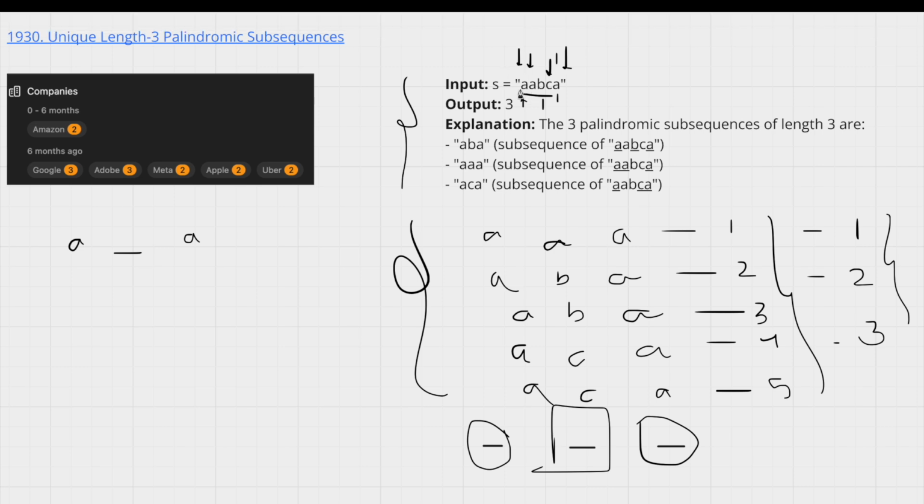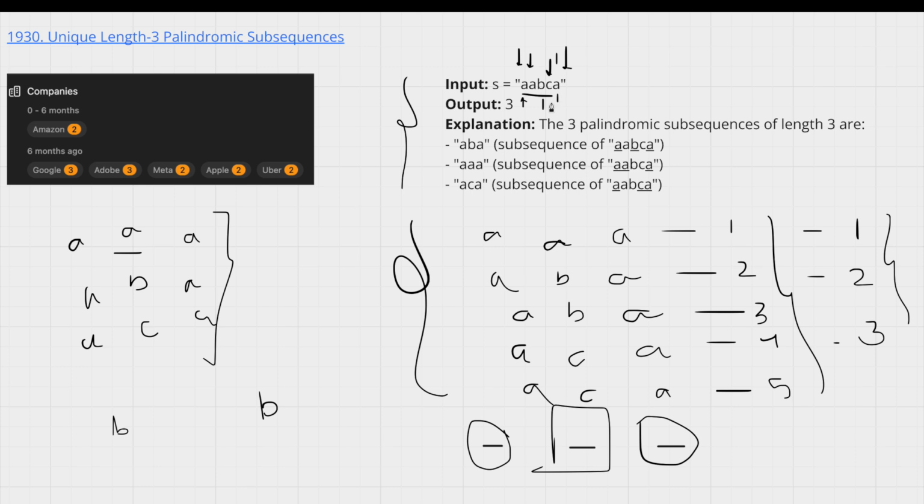If we take the first index of A and the last index of A, how many characters are there in the middle? We have A, B, C. So this is the first subsequence, this is the second one, and this is the third one. Now it is fixed for A. Now B could be the first and the last one. Let's suppose B and B.